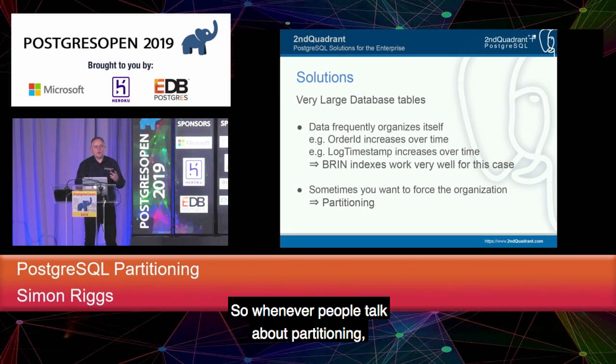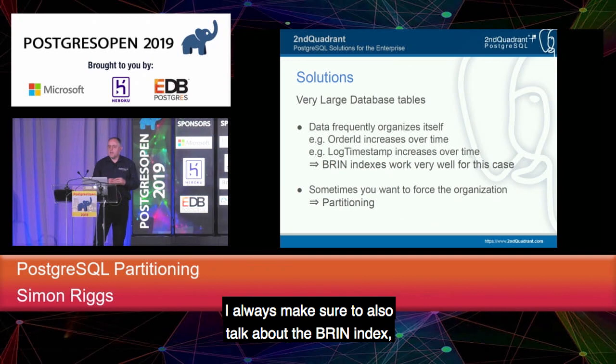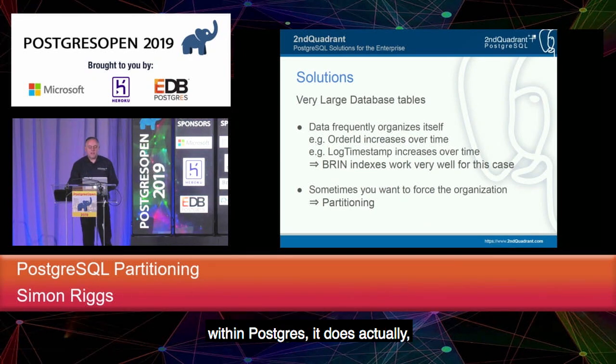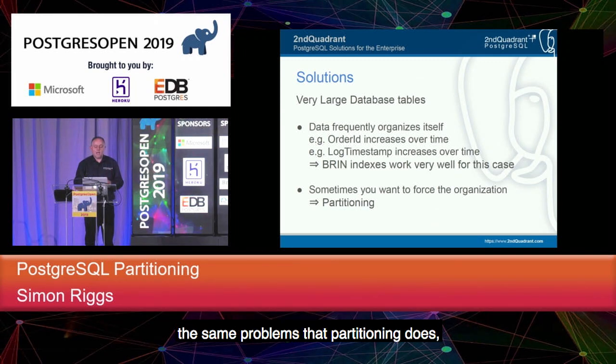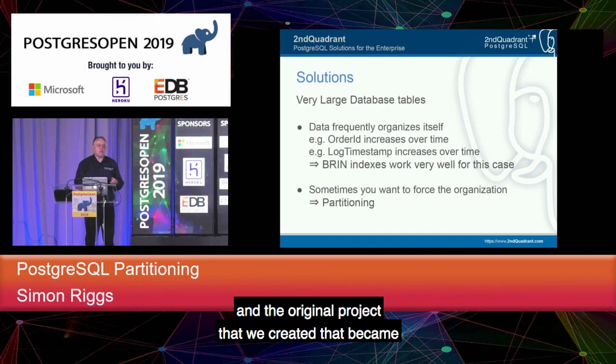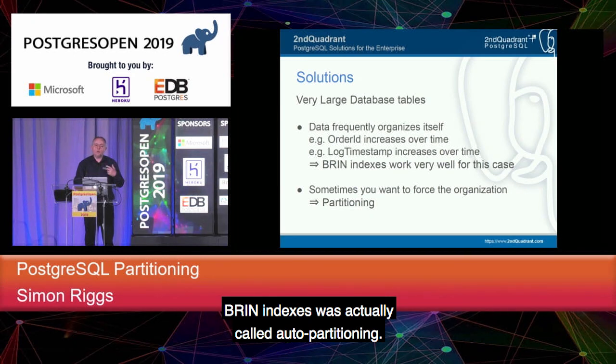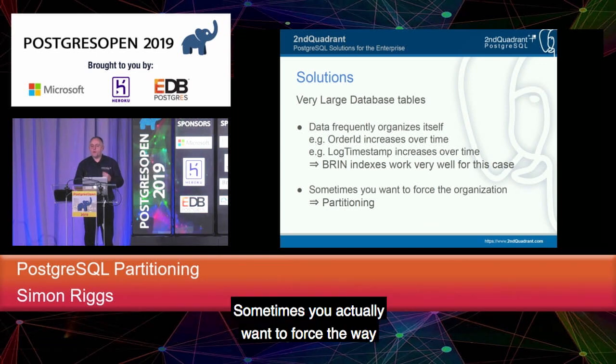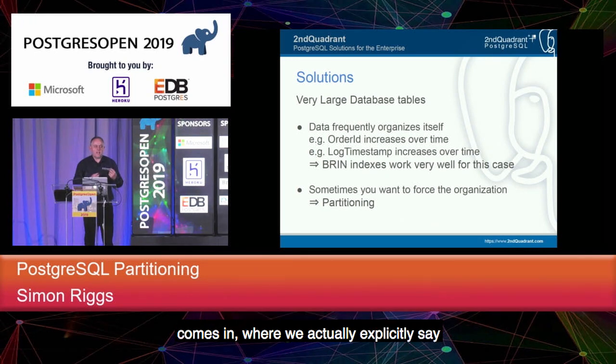So whenever people talk about partitioning, I always make sure to also talk about the BRIN index, because although it's termed an index within Postgres, it's designed specifically to solve the same problems that partitioning does. And the original project that we created that became BRIN indexes was actually called auto-partitioning. That's what we were trying to achieve. Sometimes you actually want to force the way that the data is organized, and that's where partitioning comes in, where we actually explicitly say which data needs to go in which place.